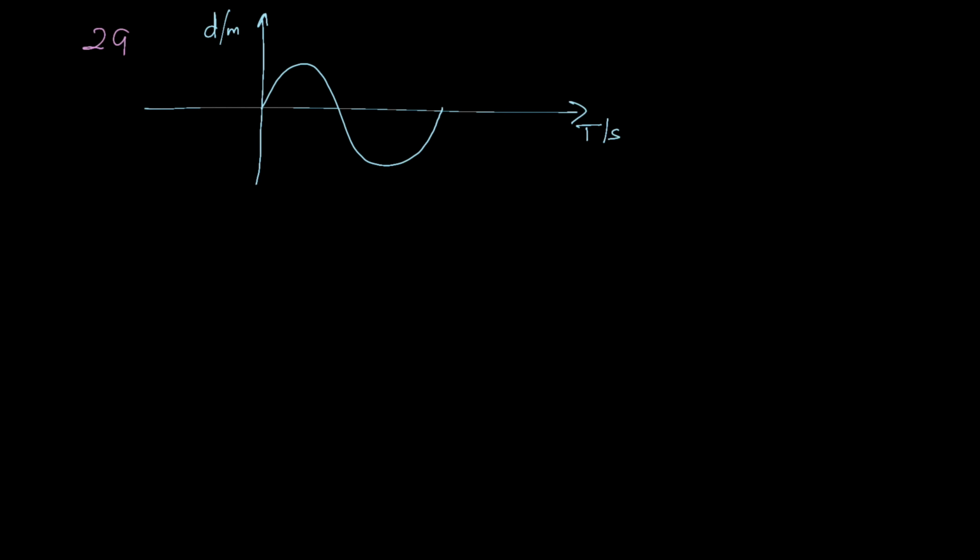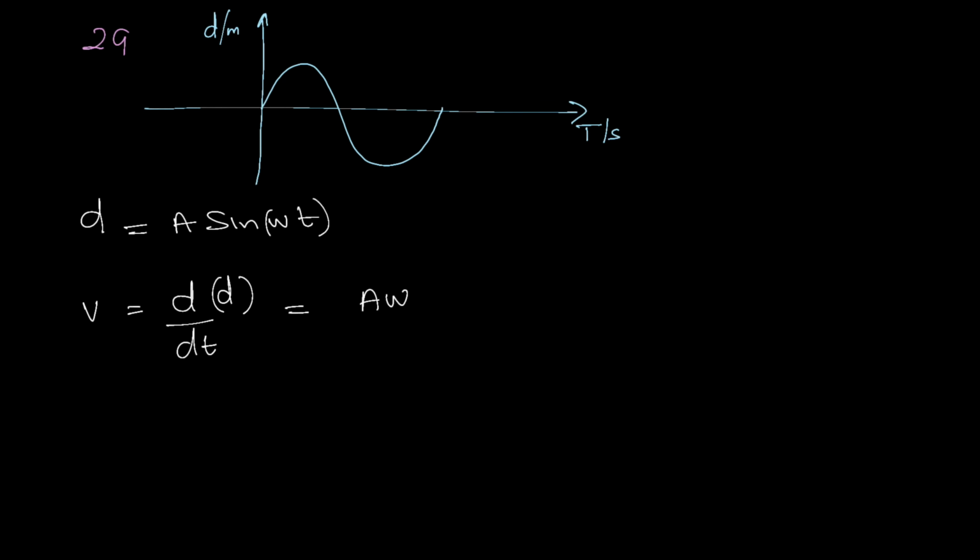Question 29. The graph shows the variation of a displacement d with time t for a particle moving with simple harmonic motion for period T. Which graph shows the variation of kinetic energy of the particle with time t? So we have the displacement as a sine omega t, and to get the velocity, v equals dd/dt. D is displacement, and if we differentiate with respect to t, we get a omega cos omega t, and that will be the velocity.